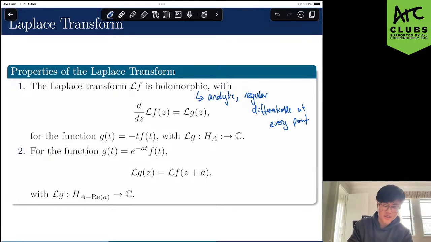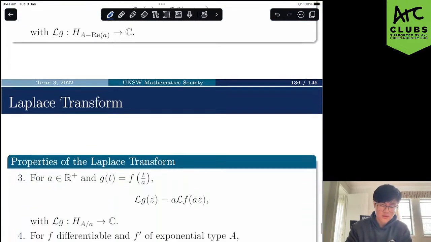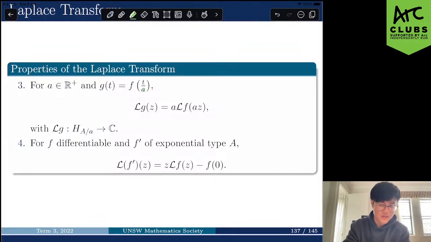And it's defined by this here. So the derivative of the Laplace transform of f is equal to the Laplace transform of g, given that g equals minus t times f. That's the first one. Second one is if you multiply f by an exponential, and that's what g is, the Laplace transform of that is just z plus a. Next one here is when you have t over a, it becomes this here. And finally is looking at when f is differentiable, f dash will have the transform of z times the Laplace of f minus f of 0.